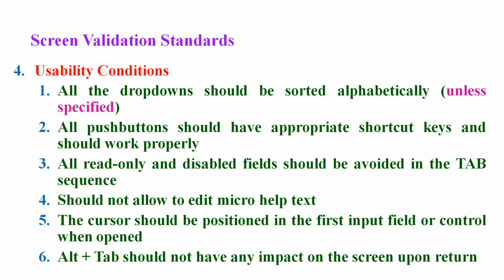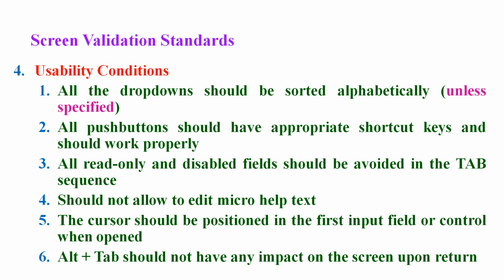Yes or no? Bold, Control B. Italic, Control I, like this. For all these push buttons also, there should be a shortcut key, and those shortcut keys should work properly. All read-only and disabled fields should be avoided in the tab sequence. If there is a read-only option or any fields are disabled, by using the tab key, it should not get selected. It should be avoided.